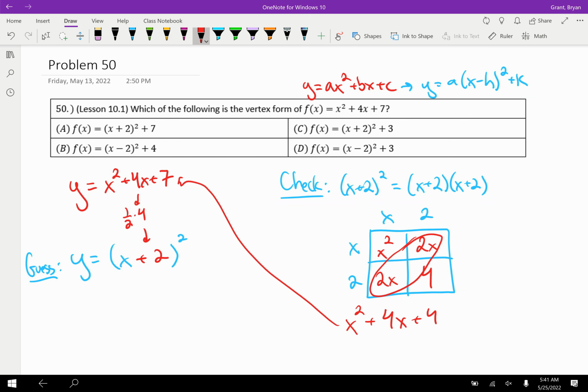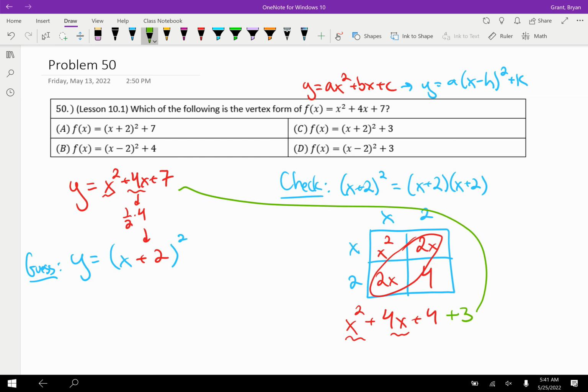Does this match what we started with? The answer is certainly not, but it's very close. The x squareds match, the 4x's match. The thing that doesn't match though is I got a 4. If it was going to be exactly equal, because we're trying to figure out which one is equal to the original problem, this 4 would be a 7. But that's easily fixable. To turn 4 into 7, I just need to add 3, don't I? And so, my actual answer after we tried our guess is that I was very close. It is x plus 2 squared, but I needed to add an extra 3 to make it into a 7. So x plus 2 squared plus 3 is our answer.